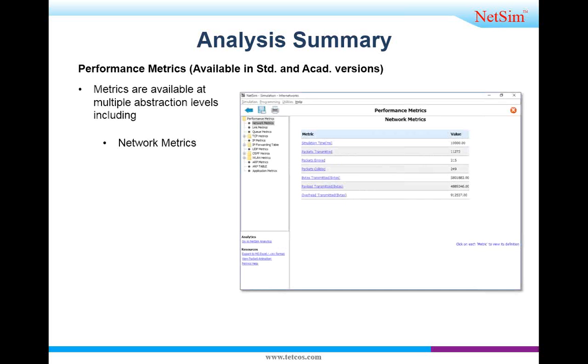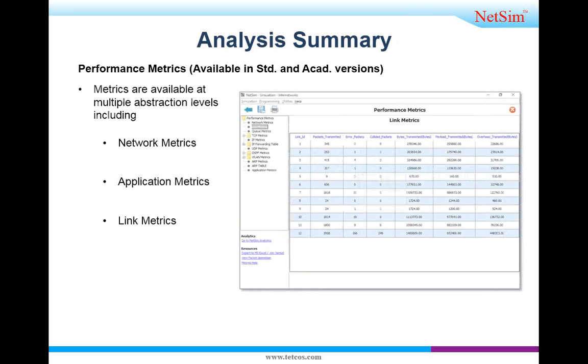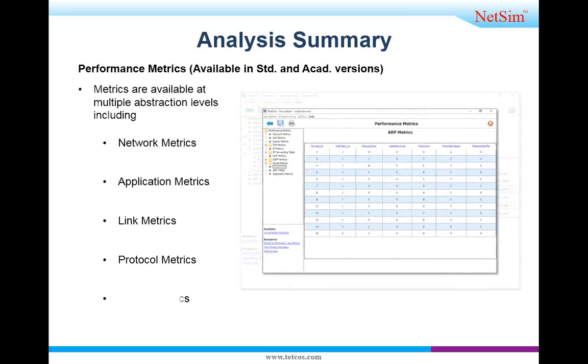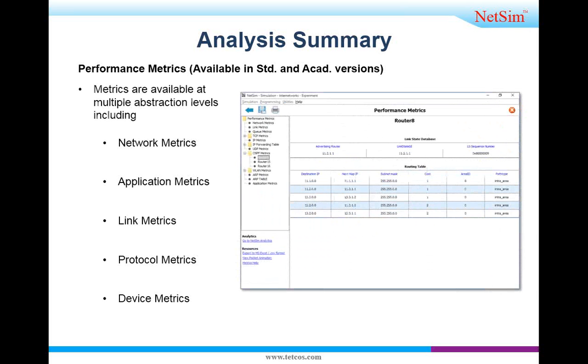Then analysis summary. I've told you that in performance metrics there are network metrics, application, link, protocol, and device metrics. All these kinds of metrics are generated after the simulation. So network metrics allow the user to view the values of the metrics obtained based on the overall network. So you can see the details of the whole network, how things are performing in the network. Application metrics display the various metrics based on the application running in the network scenario, like throughput, delay, and many more.